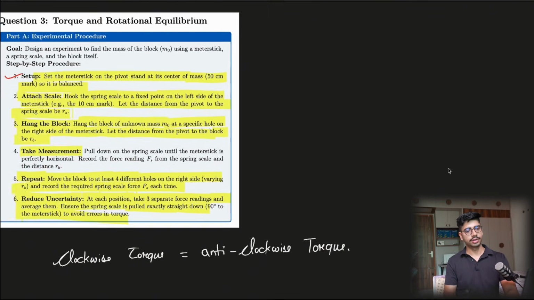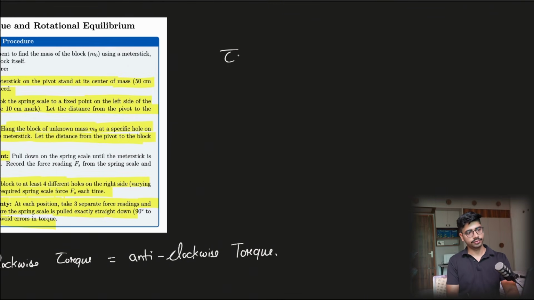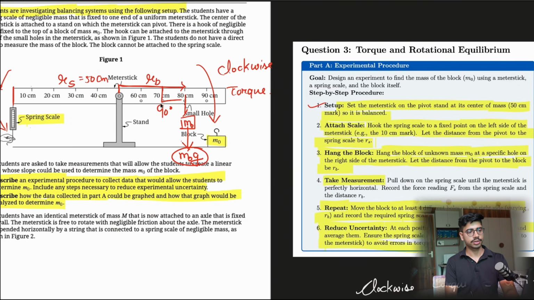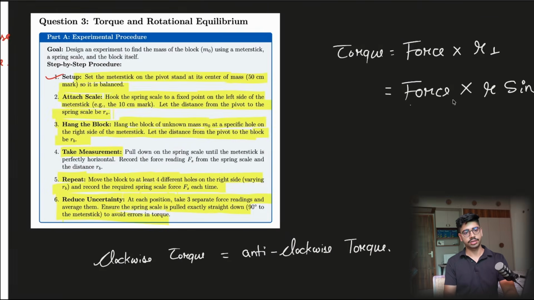Remember, the torque formula is torque is equal to force into R perpendicular. I have made a separate lecture for the torque, which you can get on the channel only. You can check it out. The torque is force times the perpendicular distance. For the perpendicular distance, we write R sine theta. Actually, the formula is F R sine theta. So theta is 90 degrees here, the angle between the force and the R value.